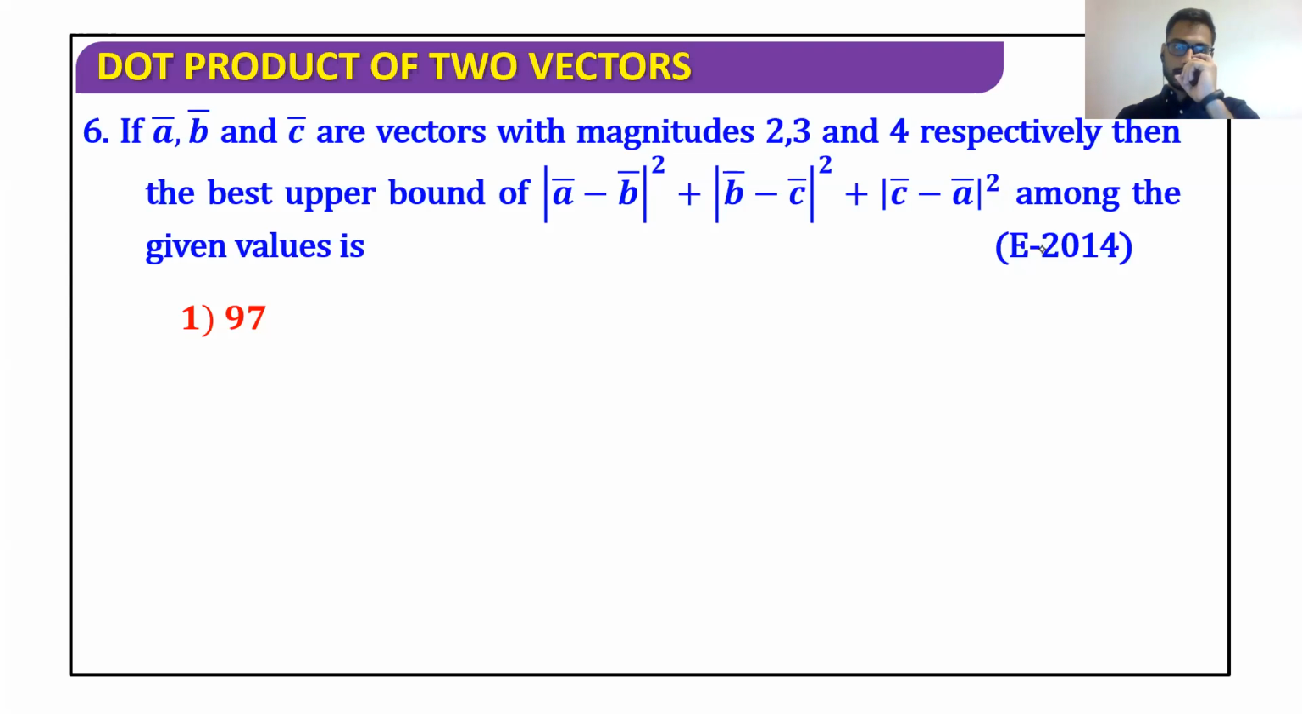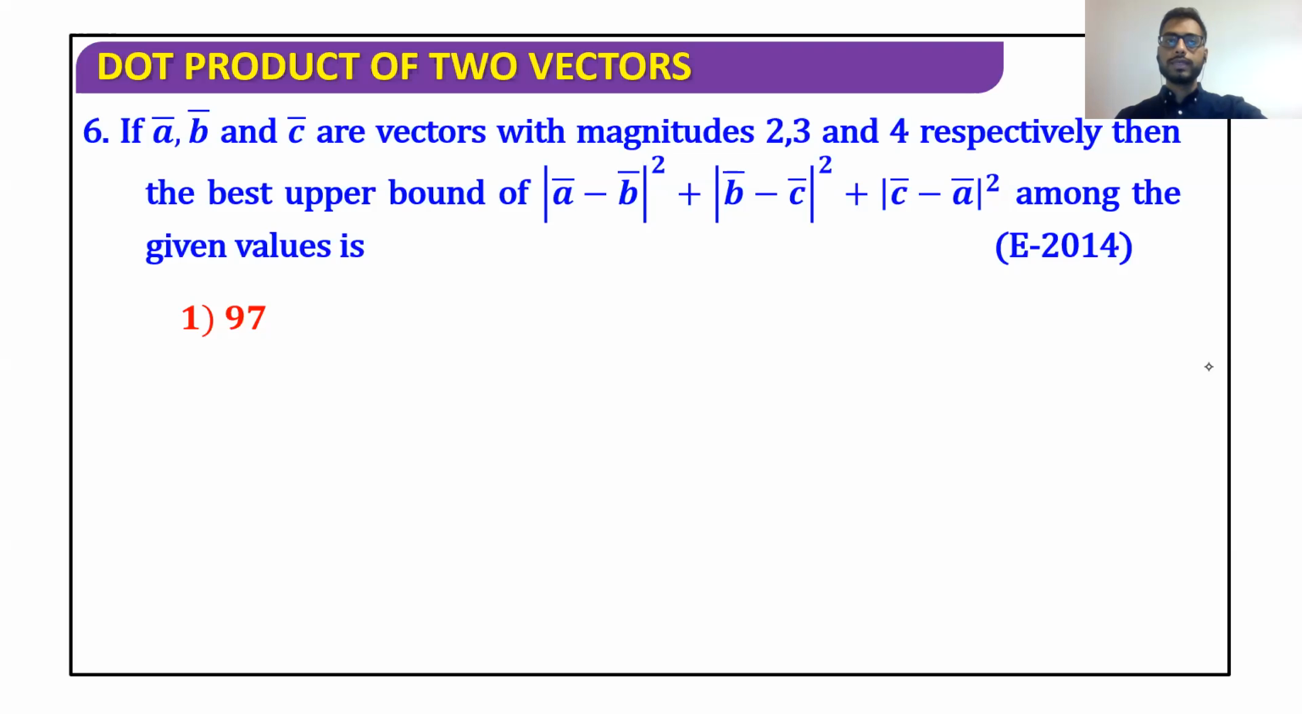Next question. A, B and C are vectors having magnitudes of 2, 3 and 4 respectively, and you have to find the upper bound of this term. So similar to previous questions where we had seen x plus y the whole square plus y plus z the whole square, in this case, we have a minus b the whole square. So if we expand, we are going to get magnitude of a square minus 2ab plus magnitude of b square.